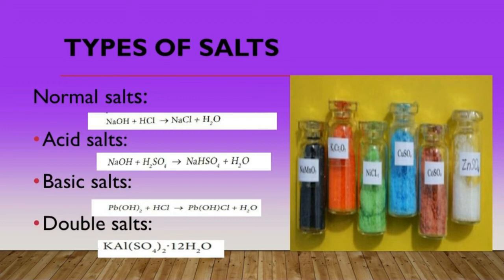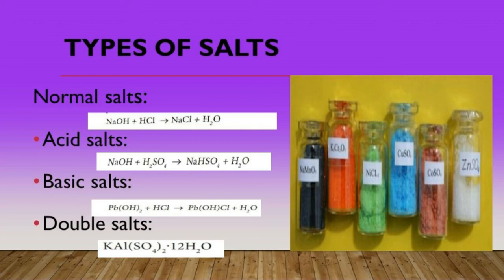Acid salts. The salt which is derived by partial replacement of hydrogen ions. For example, NaOH plus H2SO4 gives NaHSO4 plus water. When the base is added in a limited amount to a polybasic acid, it will give an acid salt.